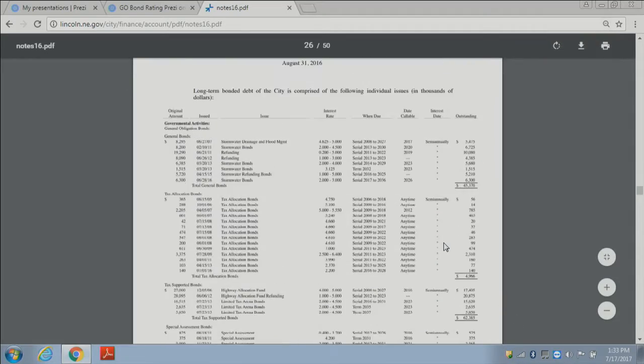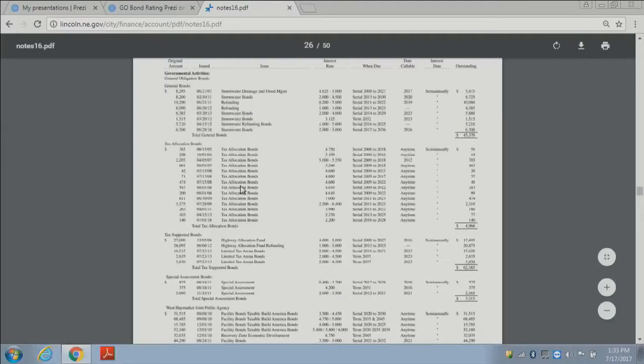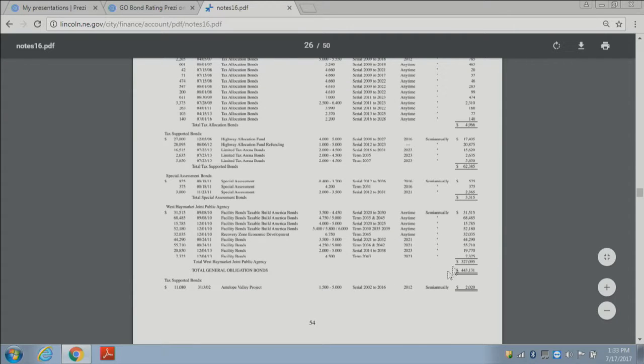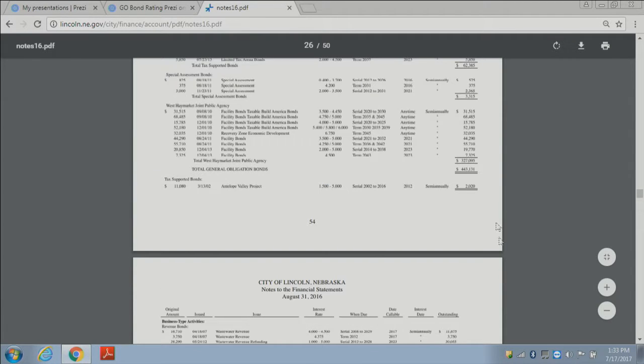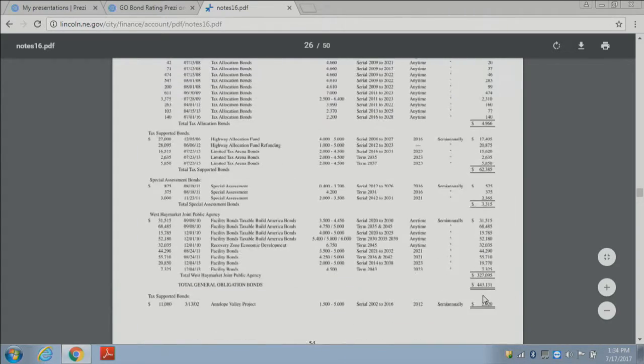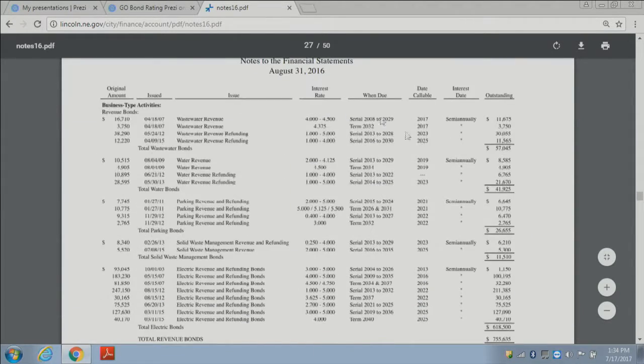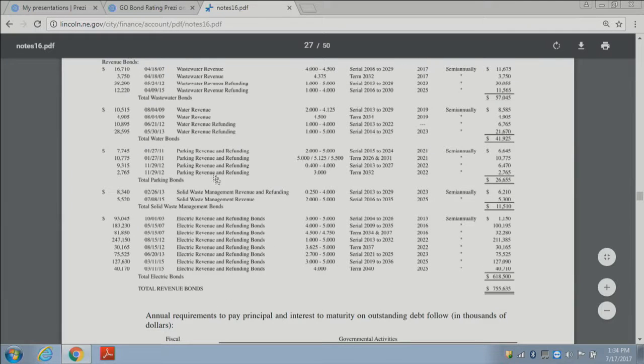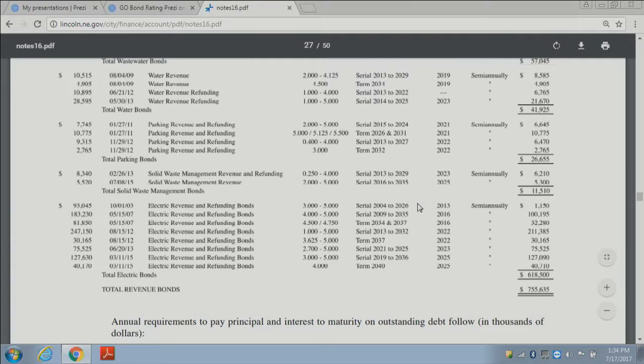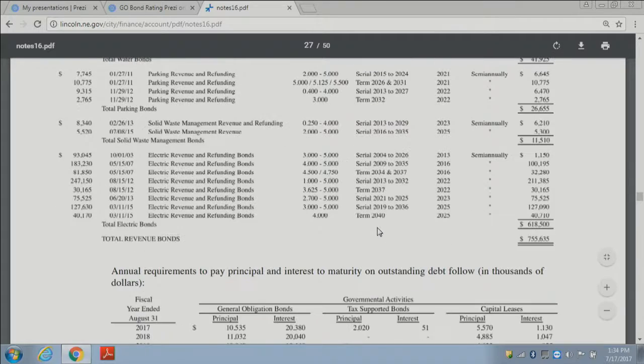On this page, which is page 54, you'll see general obligation bonds, tax allocation, tax supported. This will list all of our debt for year end 2016. You can see total general obligation debt of 443 million. Then you move to your business type activities, which include your water, wastewater, and electric utility. Those total revenue bonds outstanding were 755 million as of year end 2016. So that gets us over $1 billion.